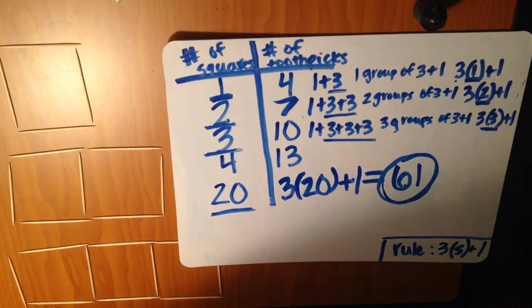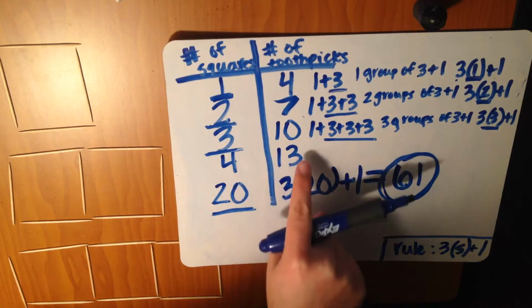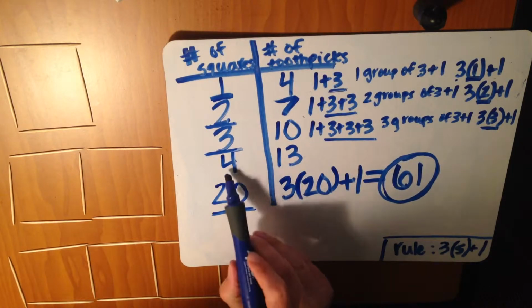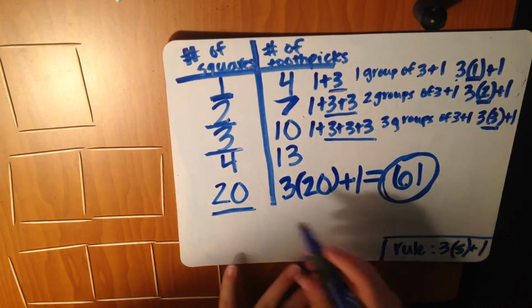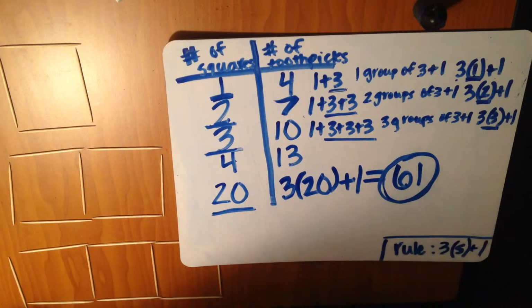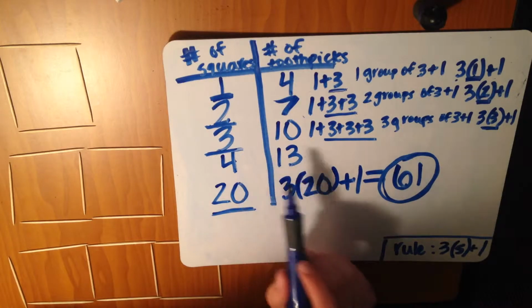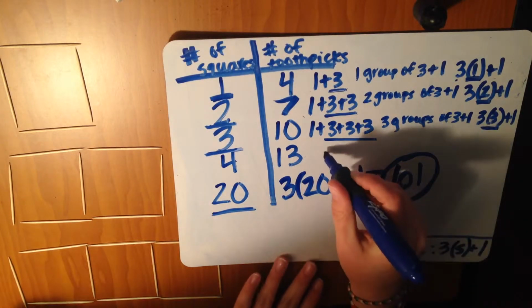So you know how I'm going to do that? I'm going to go ahead and plug in 4, because we found out by using our pattern that 4 squares is going to have 13 toothpicks. So if our rule is correct, we know that when we plug in 4 for the number of squares, we should get 13. So let's see if this works.